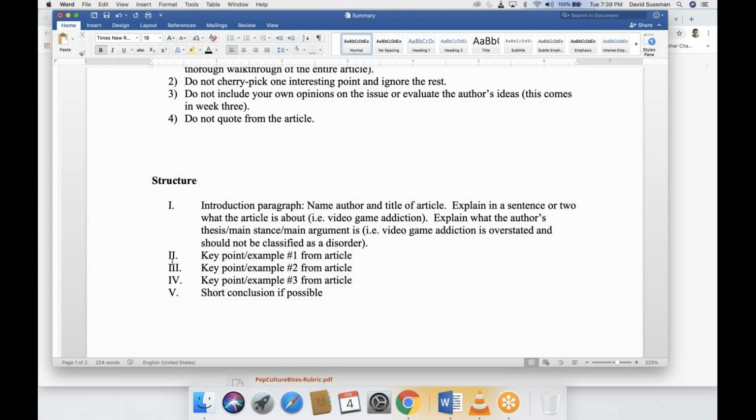And then you just devote separate paragraphs to separate points. What is the key point or example from the article? What is the second key point or example from the article? Third key point. And listen, if you have more than 3, sure, if they're closely related, you might be able to combine 2 into one paragraph. These aren't hard and fast rules, but there should be an organizational process here.